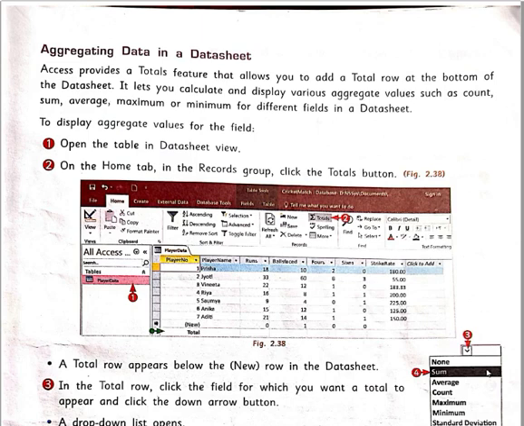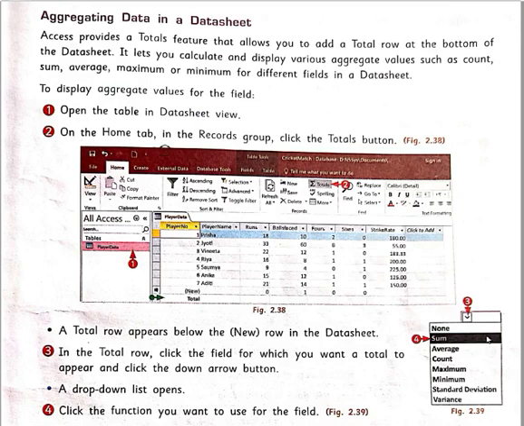Okay, so Access provides a tool feature that allows you to add a total row at the bottom of the datasheet. Okay, and it lets us calculate and display various aggregate values. So to aggregate data in a datasheet, what we can do is open the table in datasheet view. We have to open the data table we have already made.